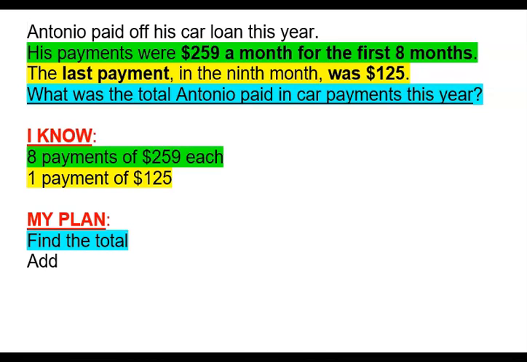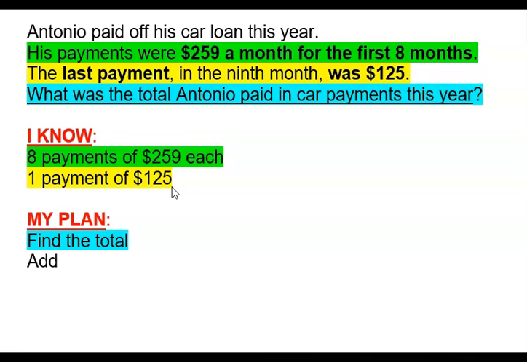All right, so let's get organized. What you know: the 8 payments of $259 and the one payment of $125. The plan is to find the total. When they say total, that means we're going to be adding, or we can be multiplying, right? Because multiplication is repeated addition, as I said. So, do you want to add together $259 8 times? 259 plus 259 plus 259 plus 259 plus 259 plus 259 plus 259 plus 259, or do you want to multiply to get those first 8 payments? And then, of course, we're going to be adding this last payment of $125.